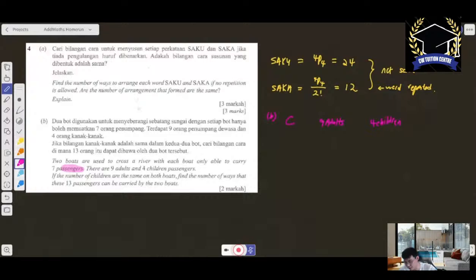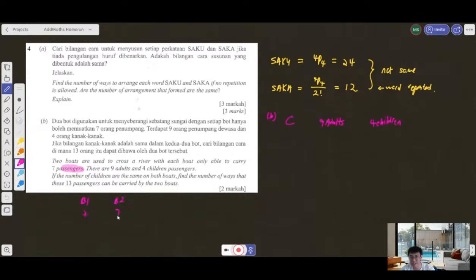I want to make sure that both boats, if you look at this, 2 boats are used to cross a river with each boat only can carry 7 passengers. So 2 boats, 7 and 7. The thing here is to find the number of ways that these 13 passengers can be carried if the number of children must be the same for both boats. How to make sure the number of children is the same? Maybe here I carry 2, maybe here I carry 2 children. I must make sure both boats get the same number of children. So that's what I need to do here.